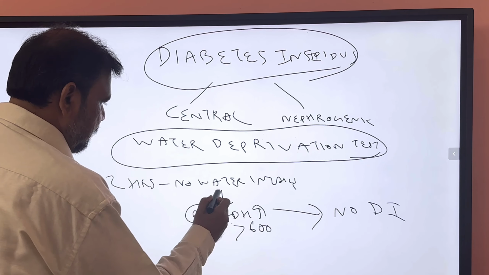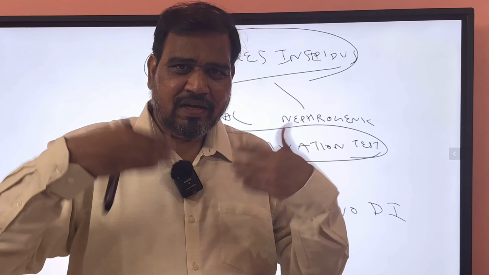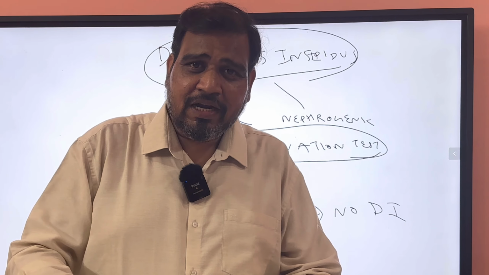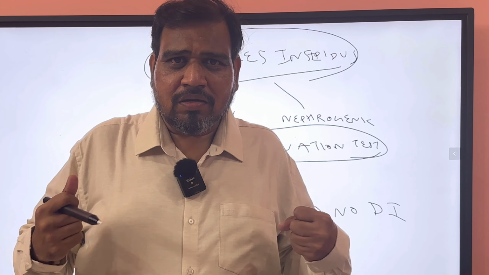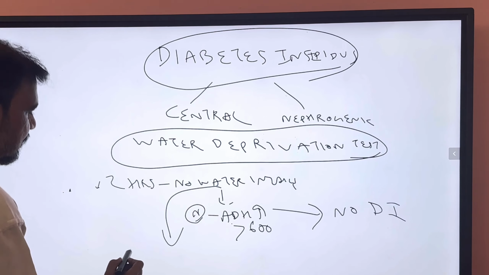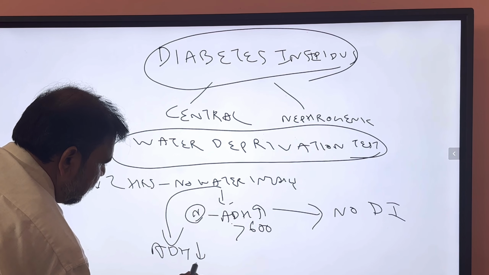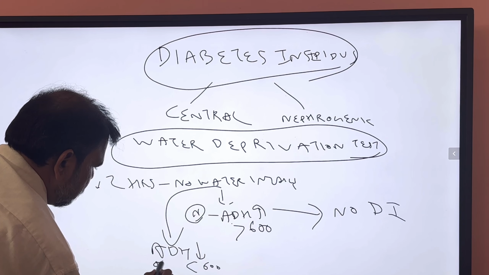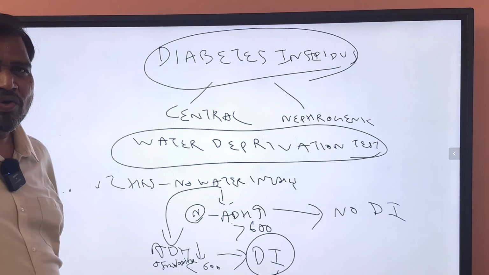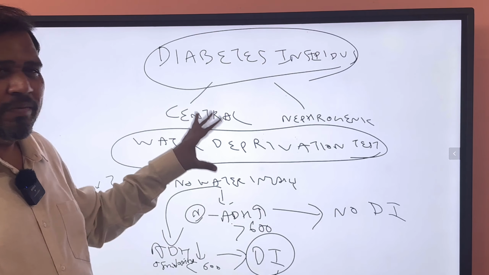Now next, for the same patient, water deprivation test, 2 hours of not taking any water, and I am checking ADH. What is expected when there is no water? ADH should reabsorb the water because I want water. Your total body water is 60%. You require water. But if ADH is not increased, in fact decreased, or osmolarity is less than 600, then that is diabetes insipidus.